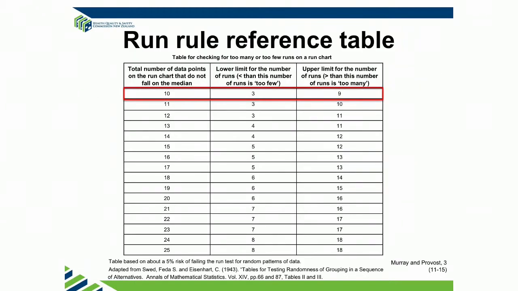You need to see, depending on how many data points you have, so in your case, that's the number of weeks, how many runs you should have ideally. So that will also determine whether there is a special cause or not in your data, right?